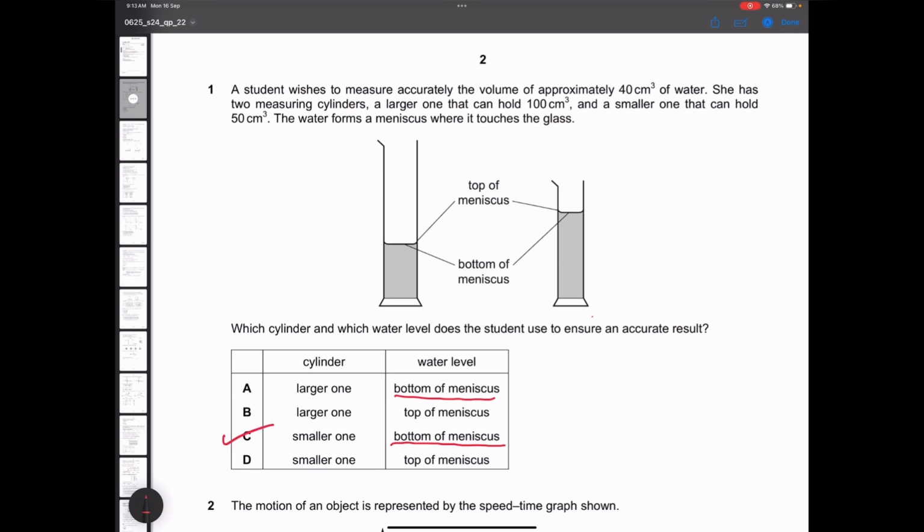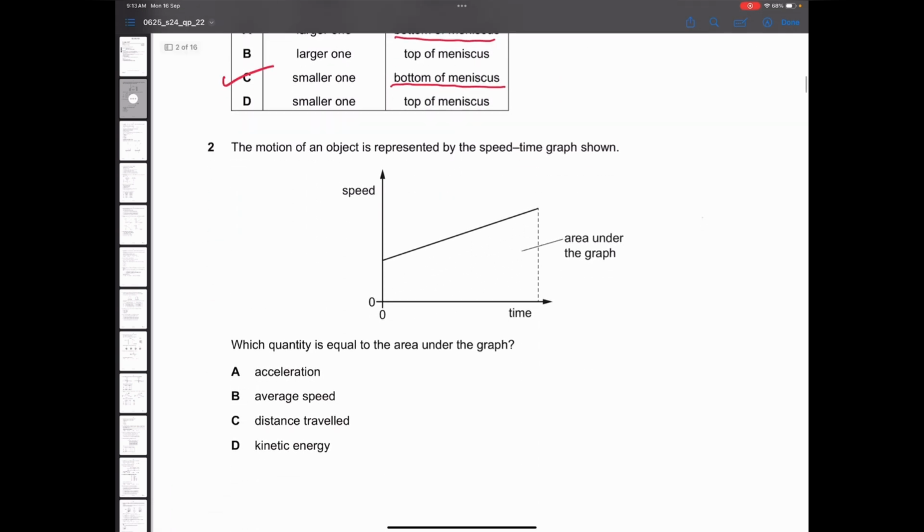Okay. Now, next question. The motion of an object is represented by a speed time graph as shown, and they are specifying that this is the area under the graph. The question is asking which quantity is equal to the area under the graph. Options are acceleration, average speed, distance traveled, kinetic energy. So this question is on the simpler side.